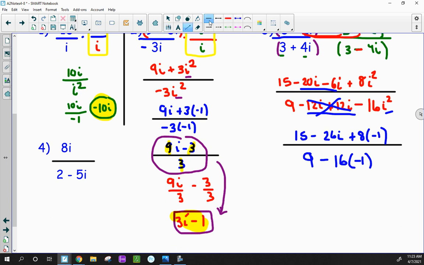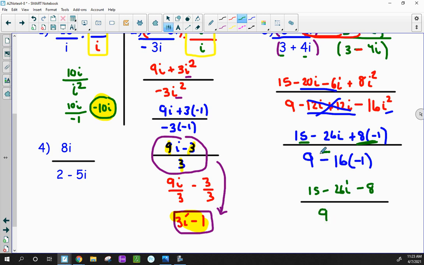Alright, we're going to keep trying to make every step look better. Now on top, back to the top, I've got a real number here, and I've got a real number here after I multiply them. So this is going to be like 15 minus 26i, and then 8 times negative 1 is negative 8. Again, I'm showing every step. Now our I switch to the bottom. This says 9 minus 16 times negative 1. Well, we drop our 9 down. I do the multiplication first, of course. And so I'm going to multiply negative 16 times negative 1, which is positive 16. So let's put a plus sign. Positive 16.